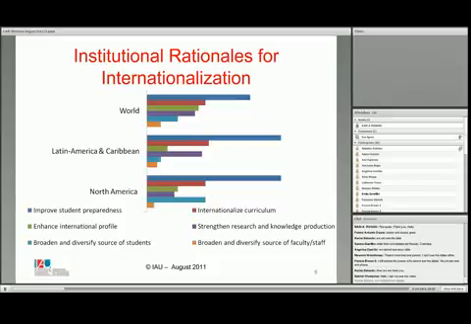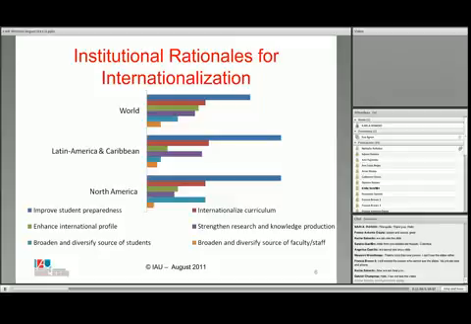So the slides here and most of the following slides are organized in a similar manner. They compare the aggregate, the world, Latin America and the Caribbean region, and North America. And you can see at the top that at the aggregate, the most important, by far, rationale for internationalization is to improve student preparedness. If you look at the Latin American and Caribbean reply, the same is true here, but to an even greater extent. Same with North America. It by far outshines all the other rationales.